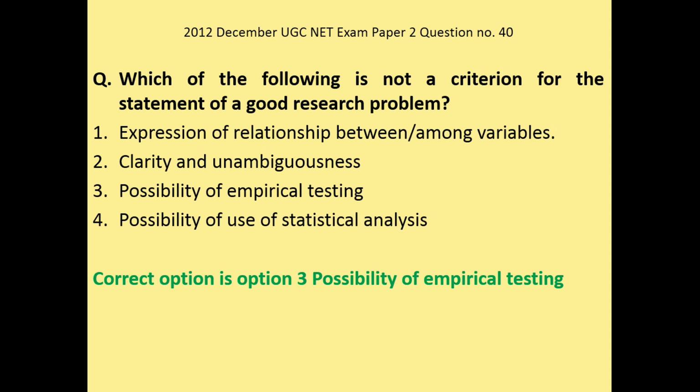This point is also a criteria of a good research problem. So you can eliminate the other options. Here you have to mention which is not the criteria of a good research problem. So option 3 is the correct option. Possibility of empirical testing is not a criteria for the statement of a good research problem.